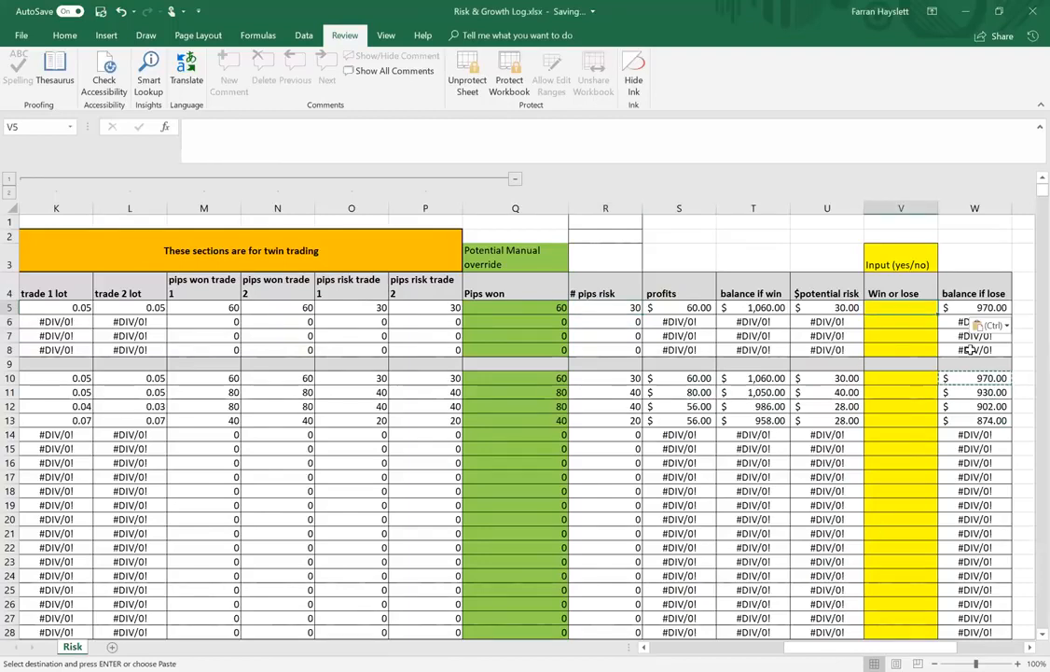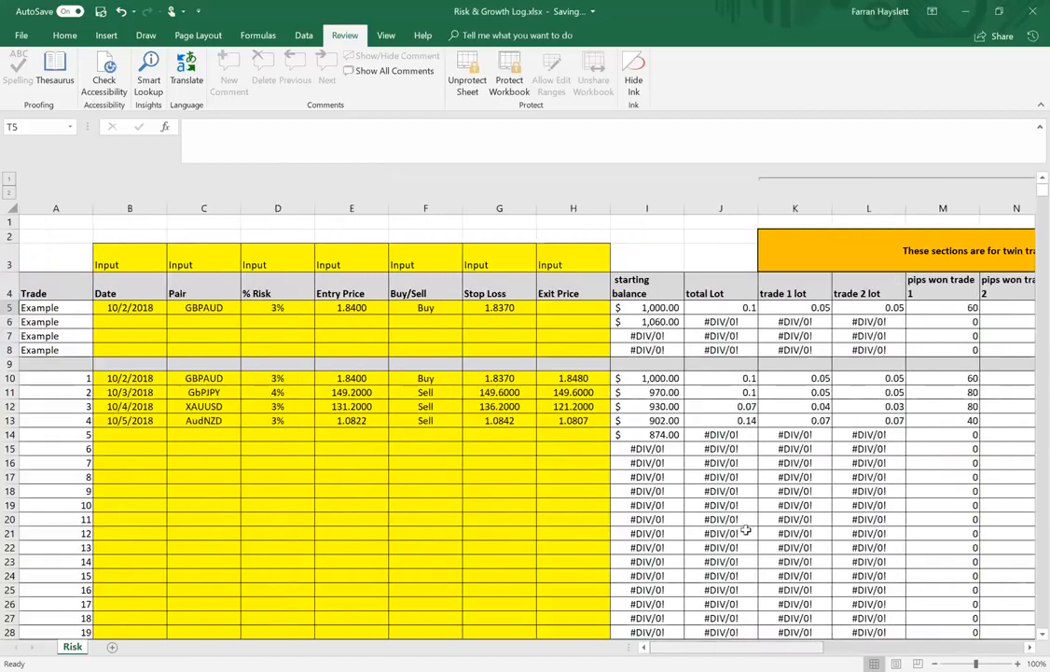So column V, again, it's in yellow. You need to manually input it here. So I'm going to put I won. Did you win? I'm going to put a yes there. And in column B, you're only going to put yes or no. So for this particular trade, I won, so I'm putting a yes there. So if I win, then I should start off the next trade with 1060 in my account, right? Boom, look, column I now says 1060. $1,060 that I'm going to start off with.